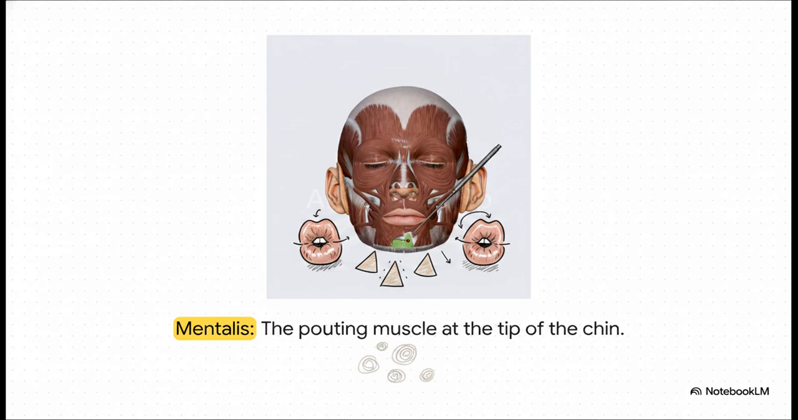Moving down to the very bottom, we have the mentalis. Whenever you pout, you are using the mentalis. It's this conical-shaped, paired muscle positioned right at the tip of the chin. By raising and protruding the lower lip, it shapes the dome contour of your chin. And what's really fun about this muscle is that when it flexes, it inserts directly into the skin, creating those tiny little skin dimples you see on a pouting chin.